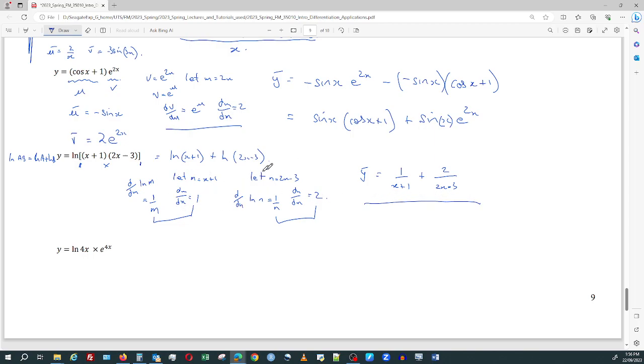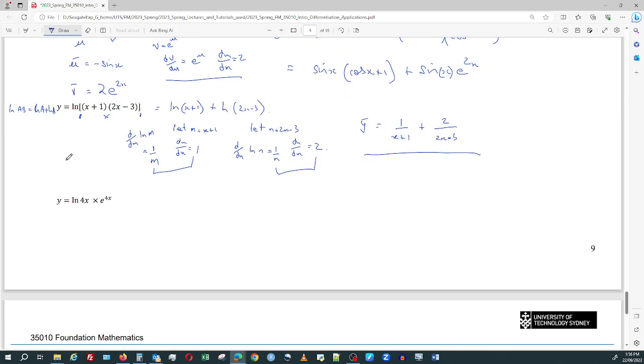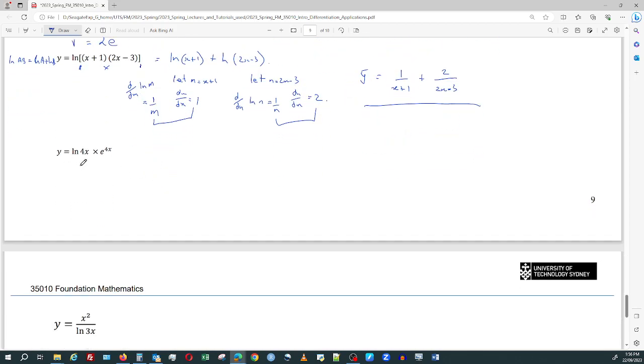So the chain rule. Can you see how important the chain rule is? The chain rule, the chain rule, the chain rule. I can't emphasize it enough for you. Okay? Let m equal 4x. For this one here, this is a product, by the way. So we'll just deal with the other bits first. Let n equal 4x. So they're different.